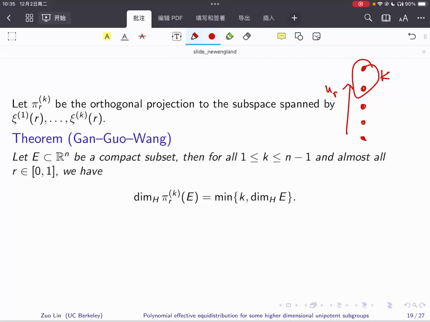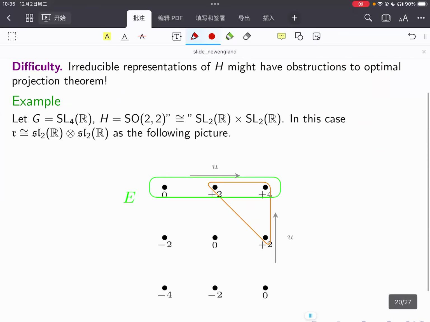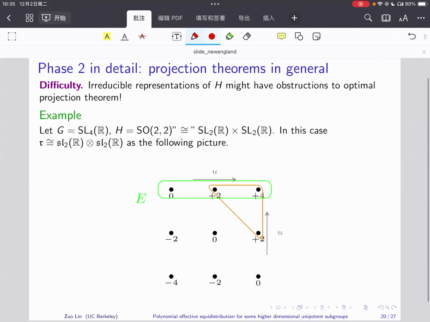So your projection is a projection from n-dimensional space to k-dimensional space. It is a linear map, and the Hausdorff dimension cannot improve. And this is basically the optimal result. You don't lose any Hausdorff dimension unless your Hausdorff dimension is too high, that is, even larger than the projecting subspace you have. Okay, this is a feature in SL2 representations.